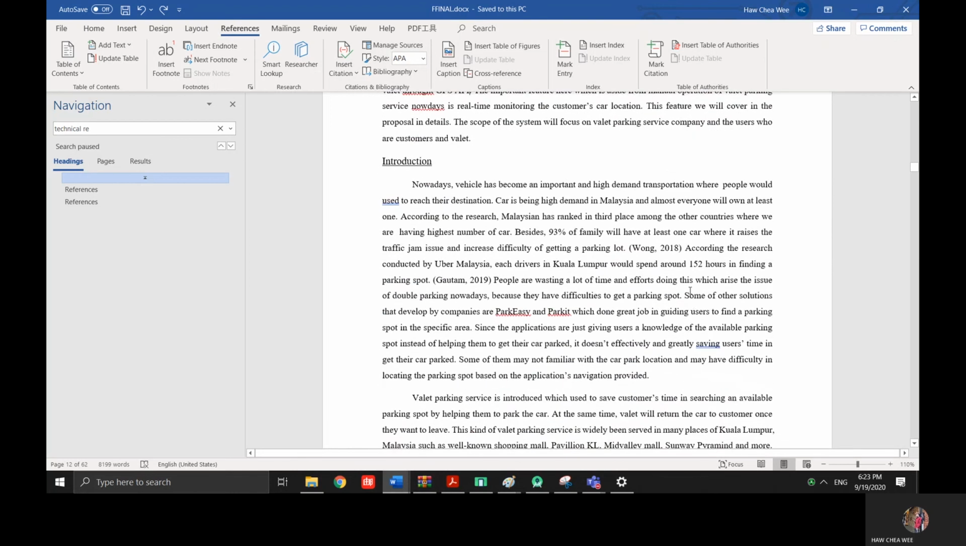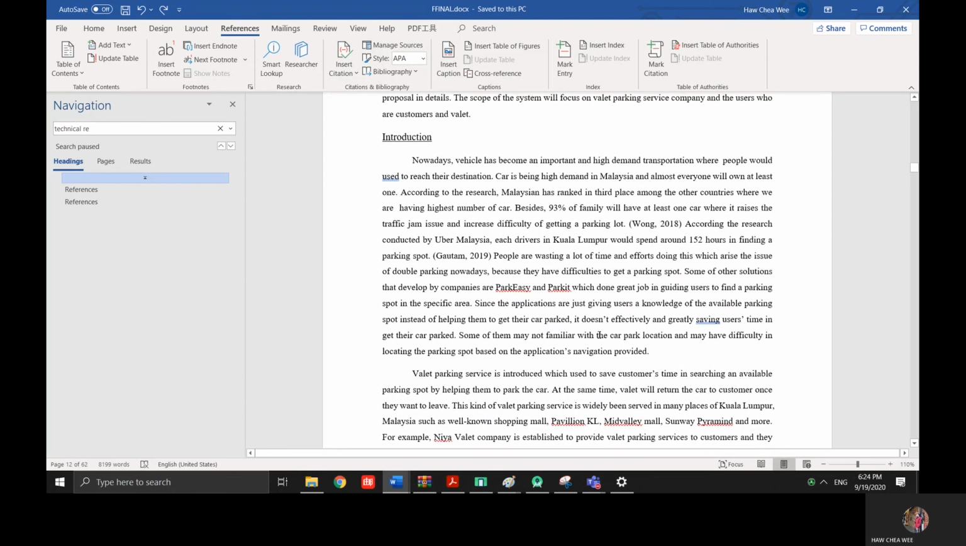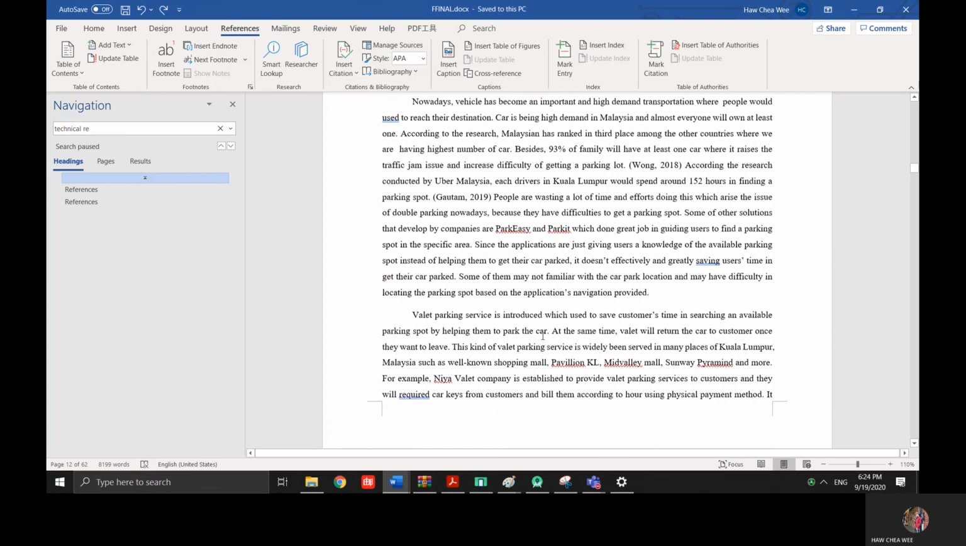So the introduction we have. Actually, we are talking about some related work done by other companies, which are the Park Easy and Park It applications that we discussed earlier. These applications also provide a similar solution, but they give customers knowledge of where the parking spot is available instead of helping them park their car. So it's really a different solution.